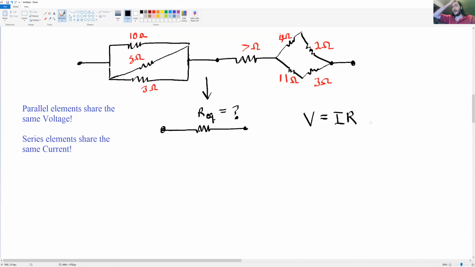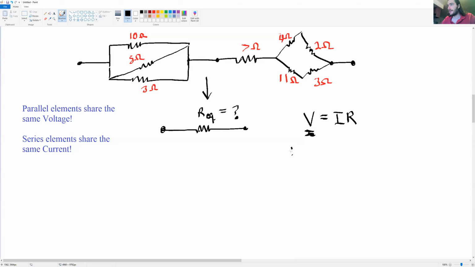So I start by writing down the equation that's characteristic for whatever element I'm working on. If I'm working on resistors, voltage is current times resistance. Now, if they share the same voltage, then V stays the same. But the currents have to split. One current goes through one resistor and one current goes through the other resistor. So the sum of the two currents has to give you the total current, but the voltage stays the same.